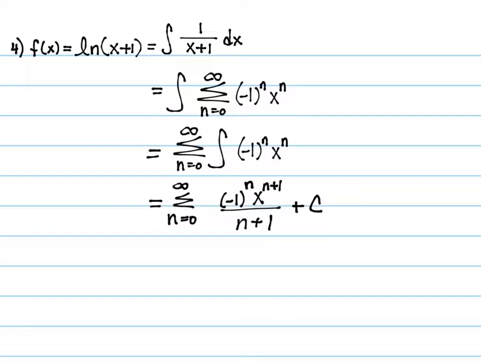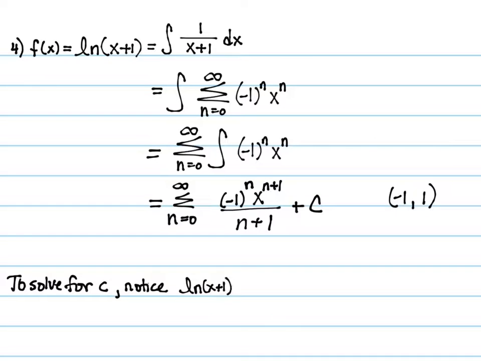I still have the interval going from -1 to 1. This is still x to a power, right? So my interval still is -1 to 1. And we're going to solve for c. So to solve for c, notice the natural log of x plus 1 is now equal to the summation from n equals 0 to infinity of -1 to the n, x to the n plus 1 over n plus 1, plus c. This is where we're at so far, right? These two things are equal.